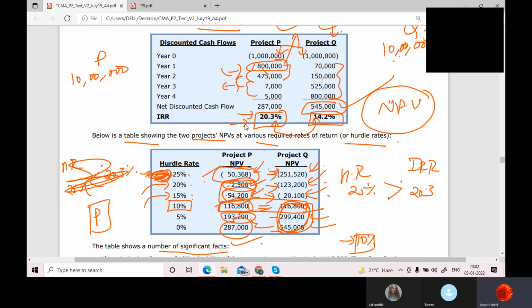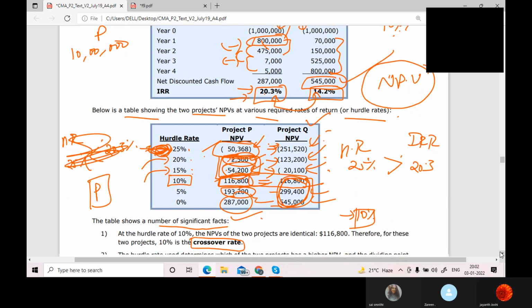Again I'm explaining, this is my crossover rate, 10%. Above this crossover rate, project P as per the NPV rule is a better project because it gives positive NPVs and a higher IRR even when compared to Q. But below the crossover rate, whatever the hurdle rates you have, you get a higher NPV than project P, and it is more acceptable below the crossover rate. If you have these two hurdle rates, which project is more profitable for you? Project Q, and it has a lower IRR than project P, correct?